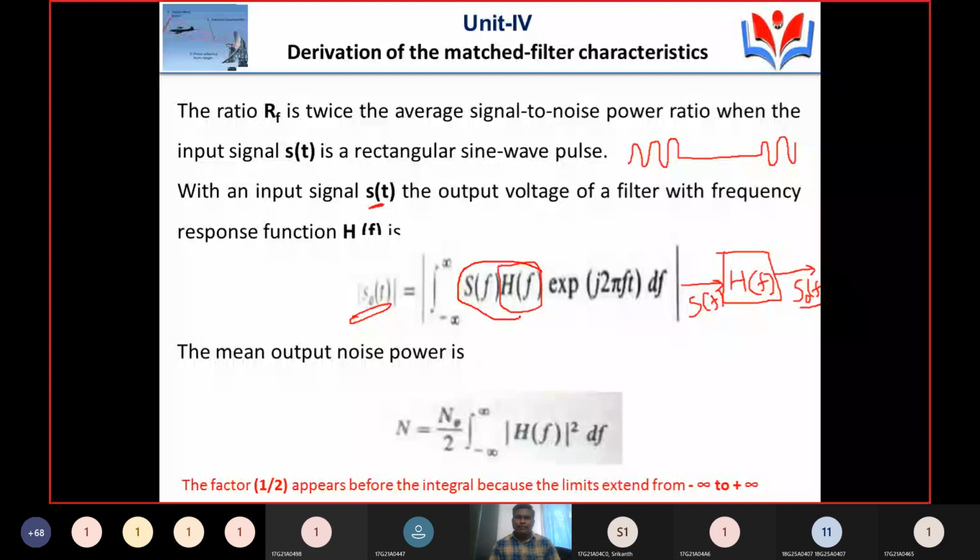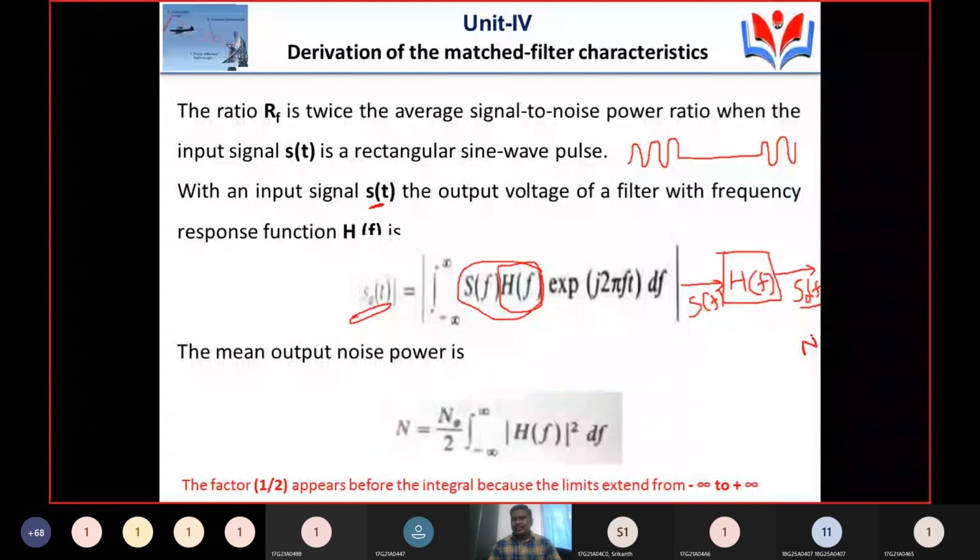The mean noise power, if you consider, is equal to N naught by 2 integral over minus infinity to infinity of modulus of h of f whole square df. Here, for the input, S of f is given, and we have output S naught of f. Similarly, if you supply some noise, the output noise, which is passed through the filter, will have the power N equal to N naught by 2 integral over minus infinity to infinity of modulus of h of f whole square df.